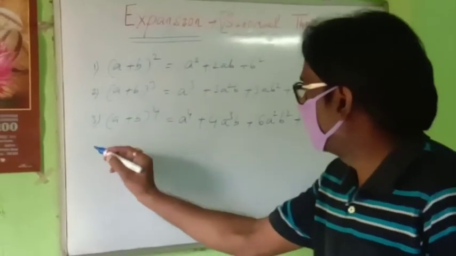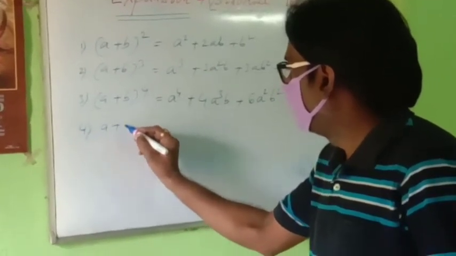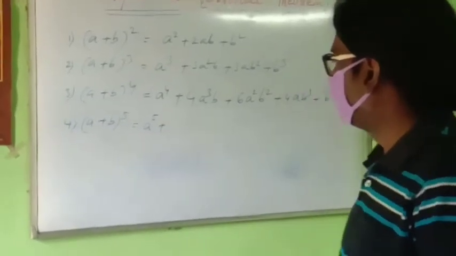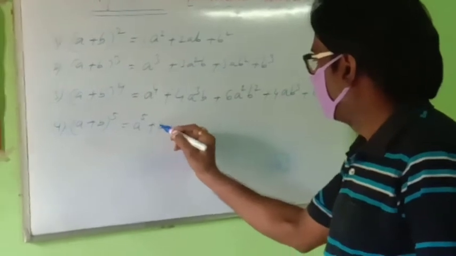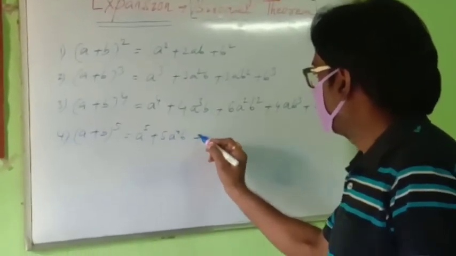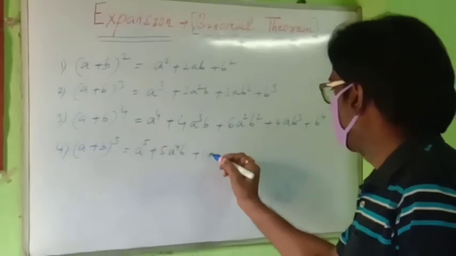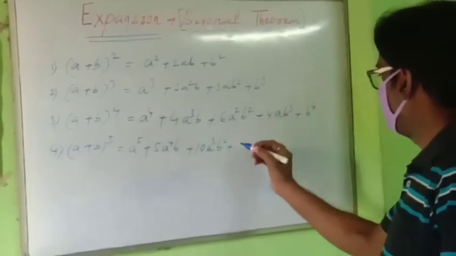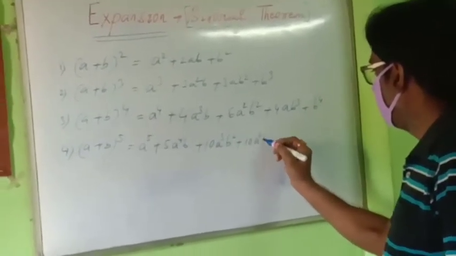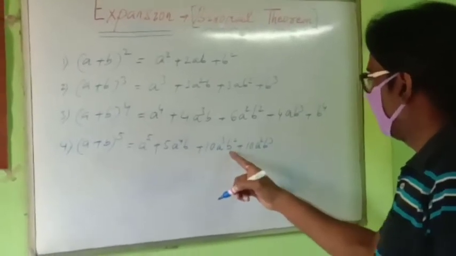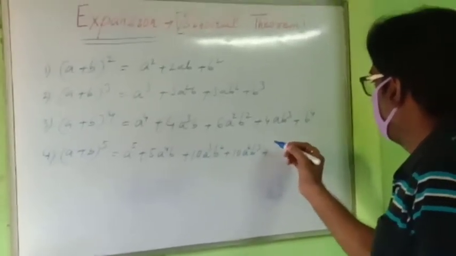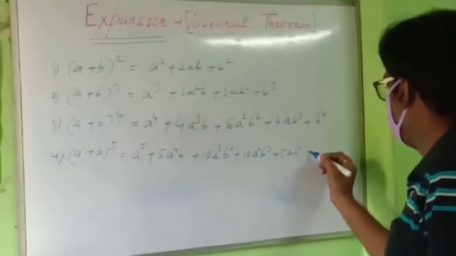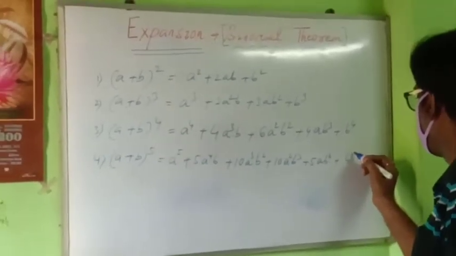Same process, tell me a plus b whole to the power 5. First it will be a5. Next it will be 4 plus 1, 5 a to the power 4 b. Next 4 plus 6, 10 a cube b square. Next 6 plus 4, 10 a square b cube. Power of a decreasing, power of b increasing. Next 4 plus 1, 5 a b4. Next it will be b5.